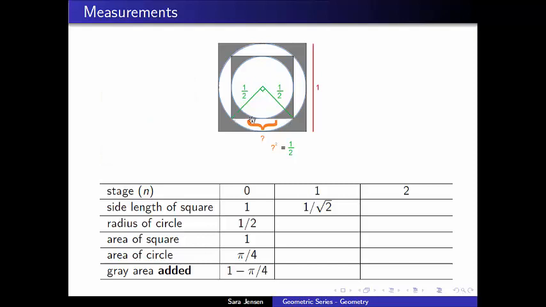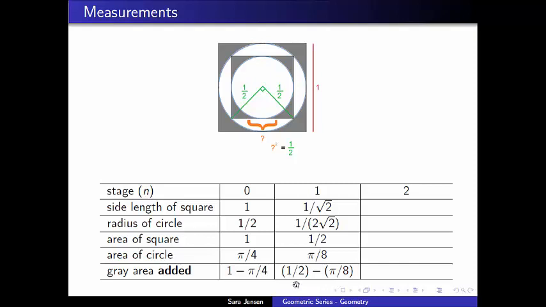Once we have the side length of that square, things get a whole lot easier. For example, the radius of the circle is going to be 1/2 the side length of the square. That distance from here to here is half of that total distance, so that's pretty straightforward. And then we determine the area of our new square and the area of our new circle by using just basic formulas for area: side length squared and pi r squared for that radius right here. And the gray area, again, just the gray area that we've added at this stage, is given via this subtraction of the area of the circle from the area of the square.